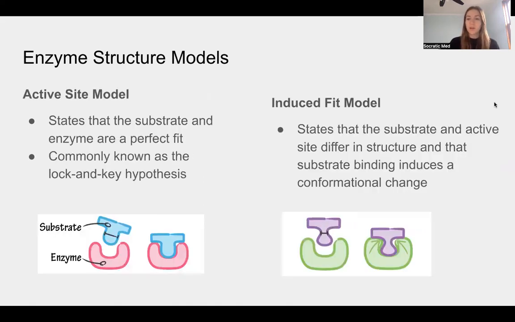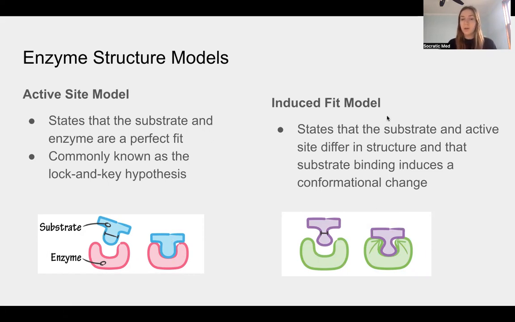There are 2 models that are commonly talked about and that you should know for the MCAT when looking at enzyme structure. The active site model states that the substrate and the enzyme are a perfect fit. It's also known as the lock and key hypothesis. Neither one undergoes any sort of conformational change after they associate with each other. As you can see in this picture, it's just a perfect fit and it goes right in and that's it, not much to it.